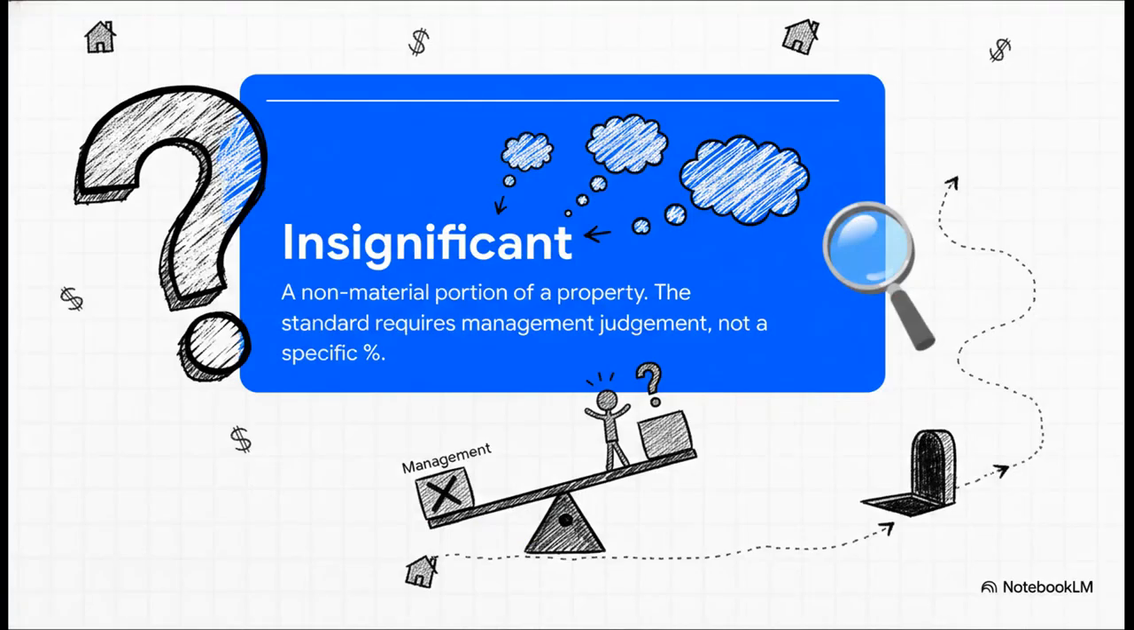So what does insignificant even mean? Well, this is where it gets really interesting. The standard doesn't give you a nice, clean number like 5% or 10%. No. Instead, it just says you need to use management judgment. And as any accountant will tell you, management judgment is basically code for watch out, potential trap ahead.